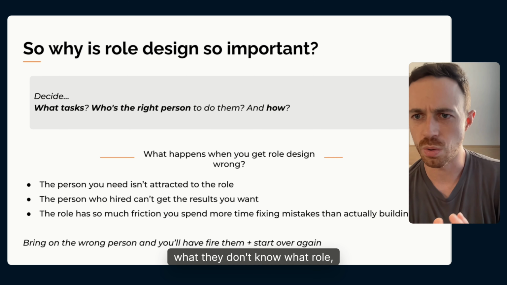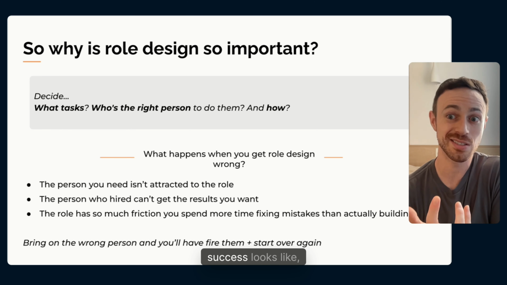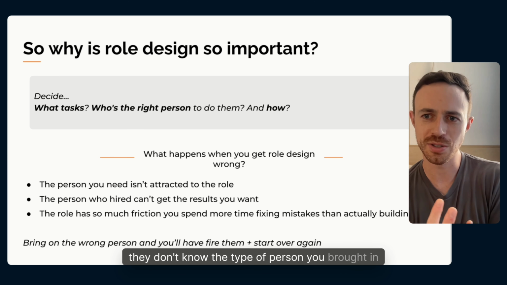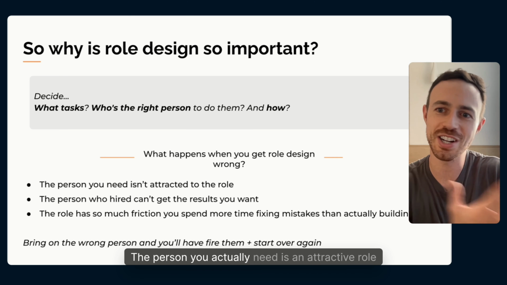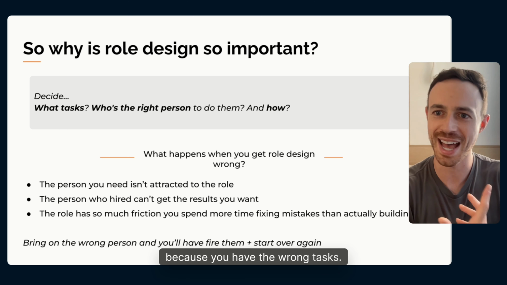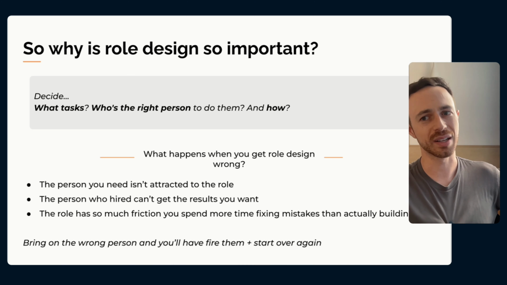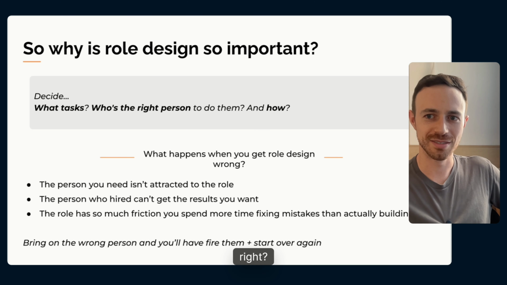They don't know what tasks success looks like, what tasks they need to get done. They don't know the type of person you brought in is just wrong, right? The person you actually need isn't attracted to the role because you have the wrong tasks. You're advertising the wrong tasks, right? And so it's really important to figure out what do you actually need, right?